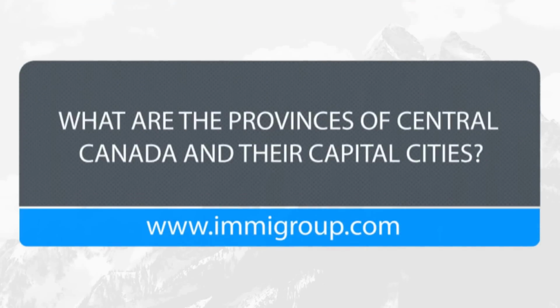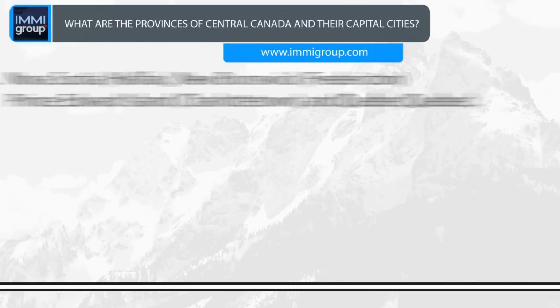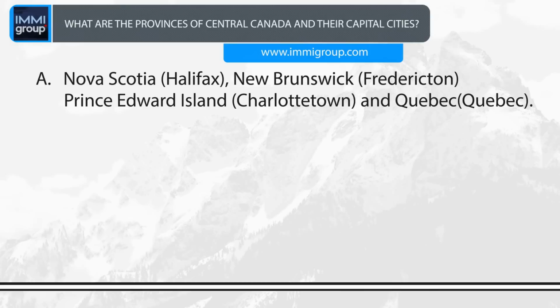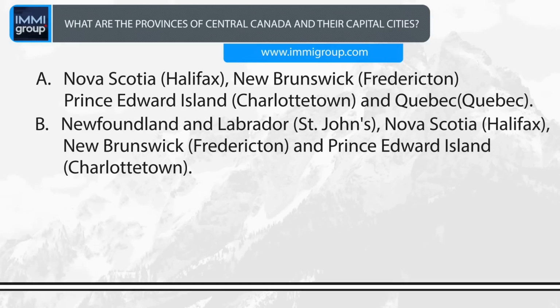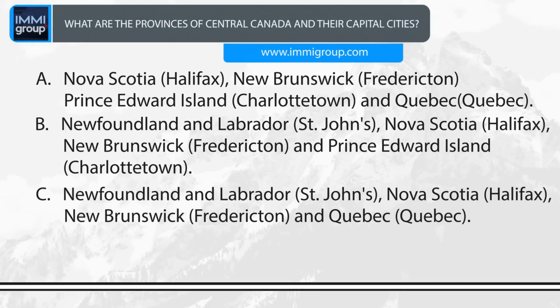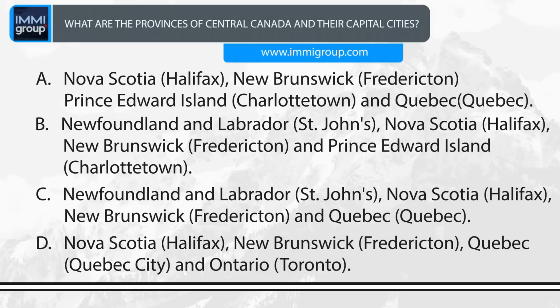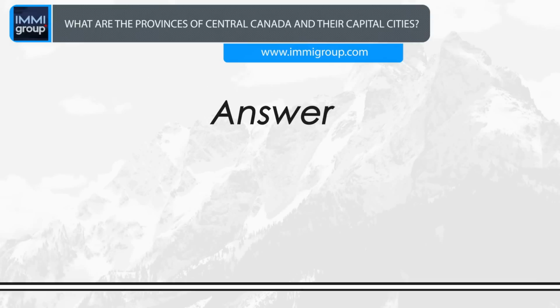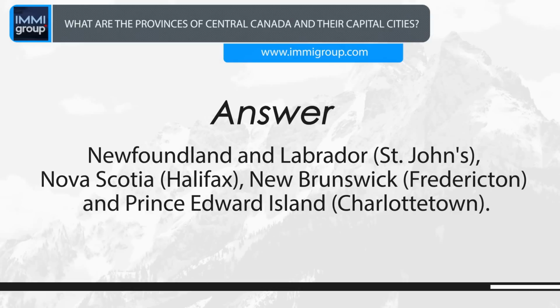What are the provinces of the Atlantic region and their capitals? A. Nova Scotia, Halifax, New Brunswick, Fredericton, Prince Edward Island, Charlottetown, and Quebec, Quebec. B. Newfoundland and Labrador, St. John's, Nova Scotia, Halifax, New Brunswick, Fredericton, and Prince Edward Island, Charlottetown. C. Newfoundland and Labrador, St. John's, Nova Scotia, Halifax, New Brunswick, Fredericton, and Quebec, Quebec. D. Nova Scotia, Halifax, New Brunswick, Fredericton, Quebec, Quebec City, and Ontario, Toronto. Answer: Newfoundland and Labrador, St. John's, Nova Scotia, Halifax, New Brunswick, Fredericton, and Prince Edward Island, Charlottetown.